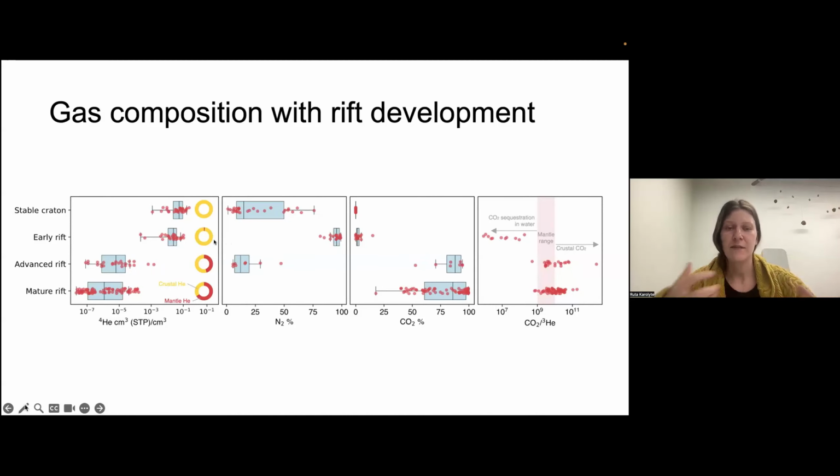As the rifting develops and there's more mantle fluid present, the nitrogen gets diluted by CO2, so fluids become dominated by CO2. There's also much more mantle helium, so there's a higher helium-3/helium-4 ratio in terms of isotopic composition, but overall helium concentrations decrease and become very low. So from the perspective of economic exploration of helium, these very early rift environments are where we can preserve the highest concentrations of helium, and they tend to be dominated by nitrogen rather than CO2.